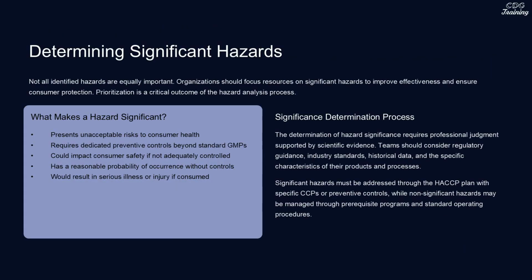Not all identified hazards are equally important. Organizations should focus resources on significant hazards to improve effectiveness and ensure consumer protection. Prioritization is a critical outcome of the hazard analysis process.